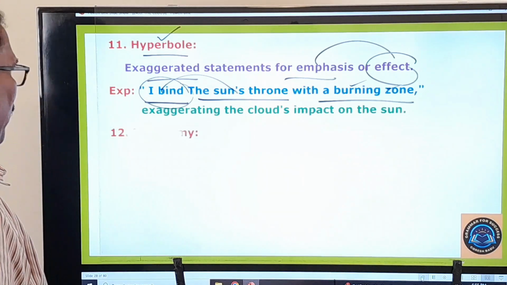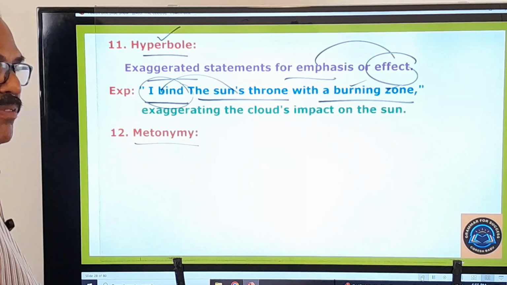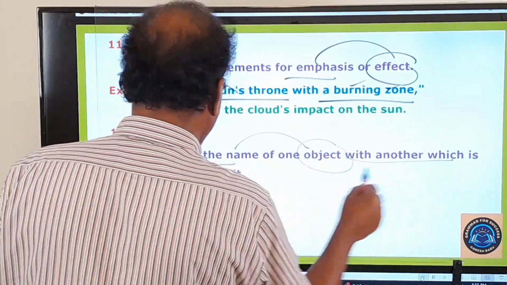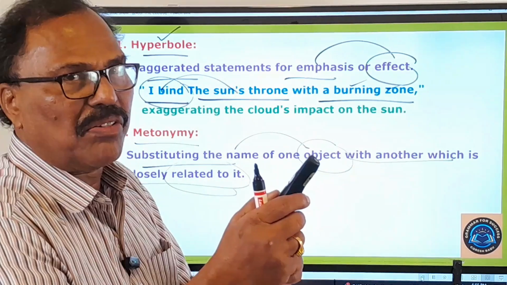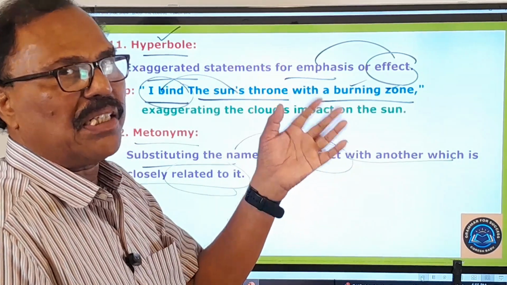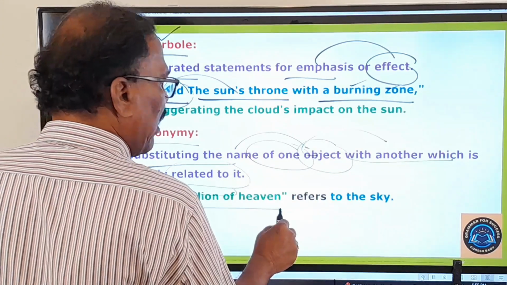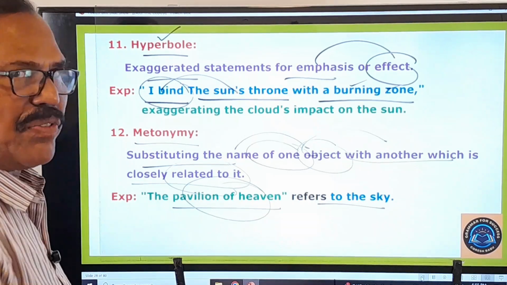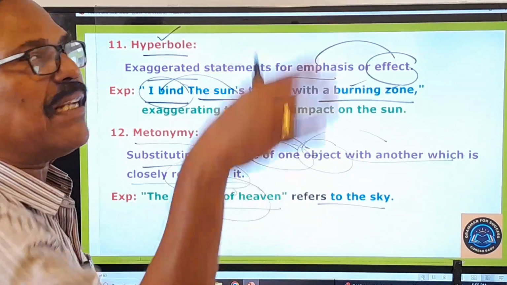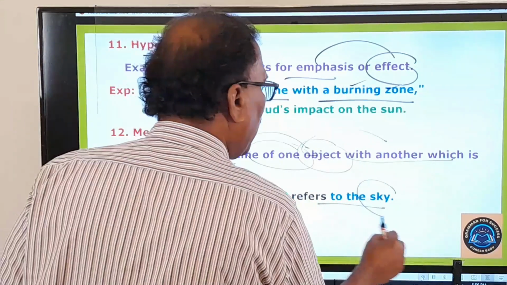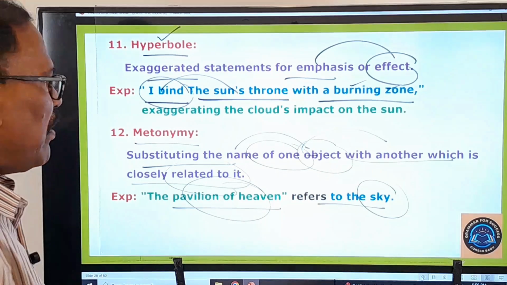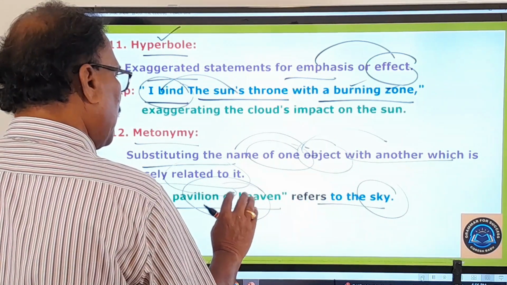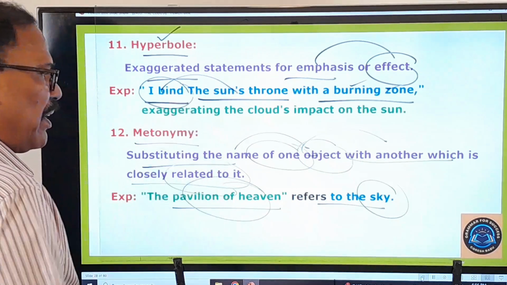Right. And metonymy is there. What is this metonymy? Substituting the name of one object with another which is closely related to it. So using another word related to it, the pavilion of heaven refers to the sky. The pavilion means the tent actually. The tent of heaven. What is the tent of heaven? It is nothing but the sky. So here, instead of the sky, this is used. That is therefore called metonymy, right?